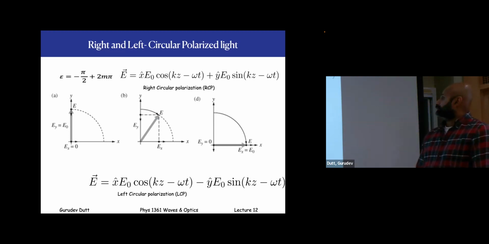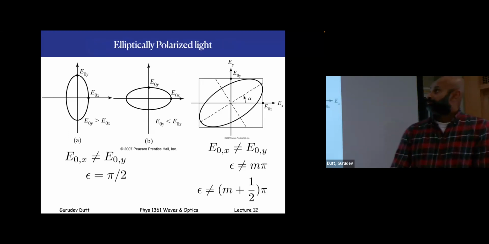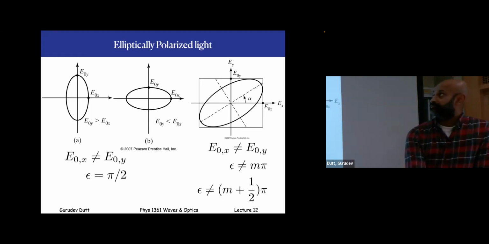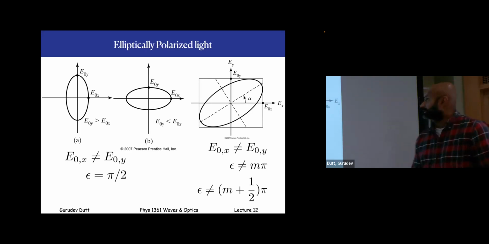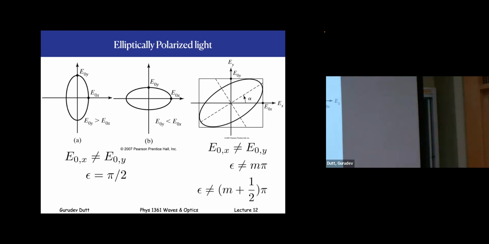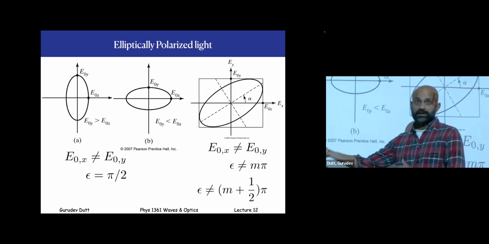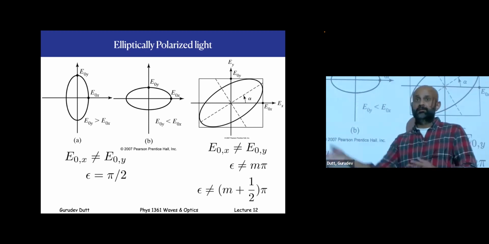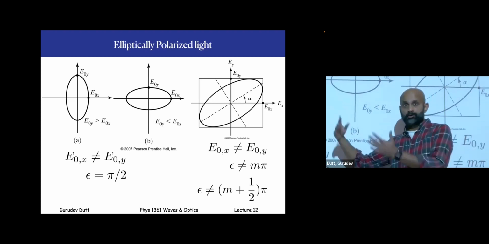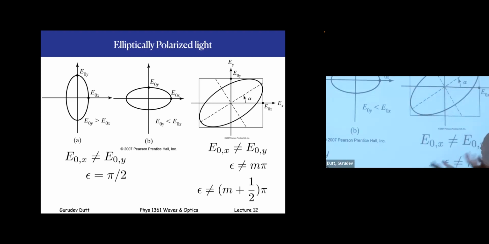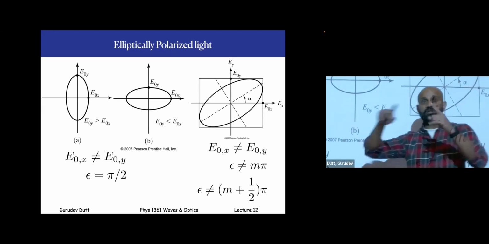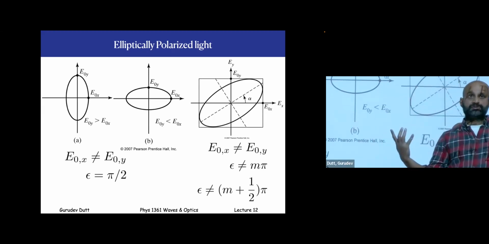So we have talked about right and left circular polarization, but the more general state of light is when E naught X is not equal to E naught Y. Let's say first we start with the simple case where epsilon remains pi over 2 or minus pi over 2. As you know, that just changes the direction of the circulation. Minus pi over 2 will be right, plus pi over 2 will be left. Now if E naught X and E naught Y are not equal, instead of going in a circle, it's going to go in an ellipse.